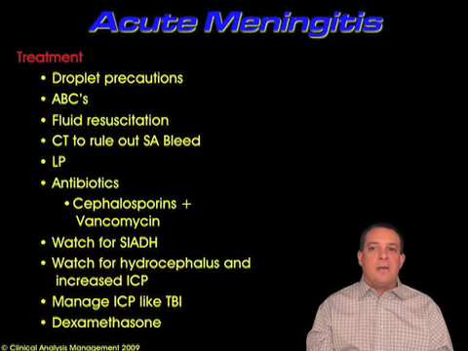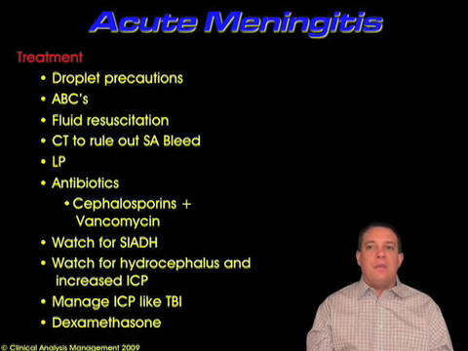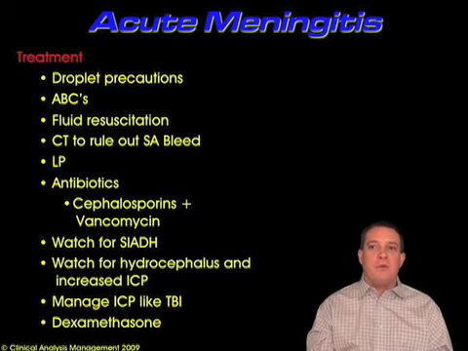Once we've got the LP done, we want to get our antibiotics on board. When we talk about antibiotics, the consensus in the literature as things stand now is we usually start these patients off with a cephalosporin and we add vancomycin to that. Remember, with acute meningitis, you want to be watching for the syndrome of inappropriate antidiuretic hormone, or SIADH. It occurs very often with meningitis.